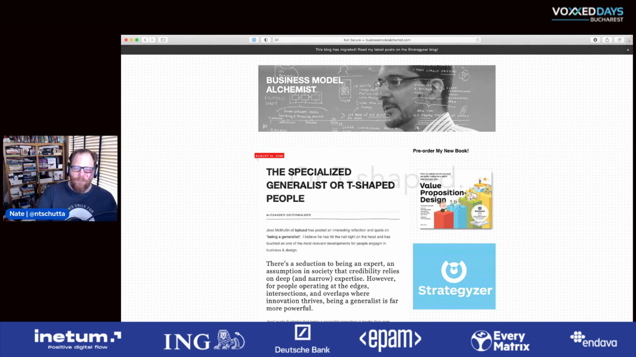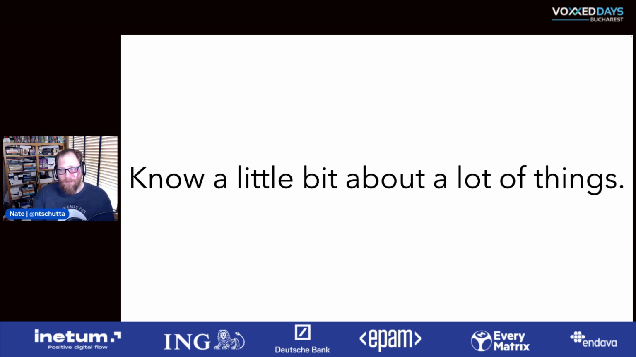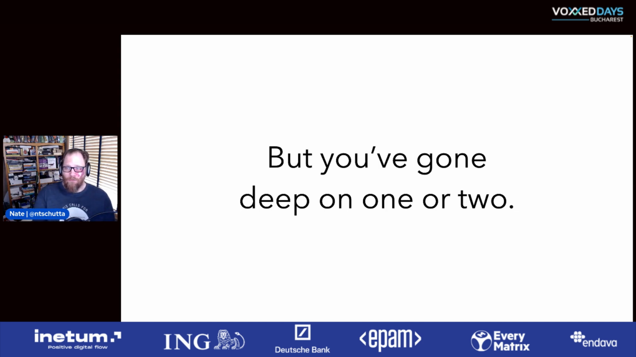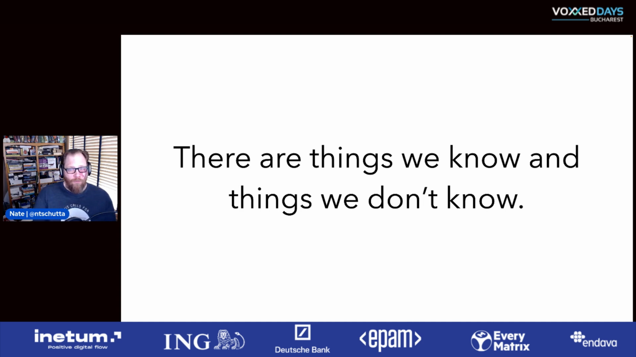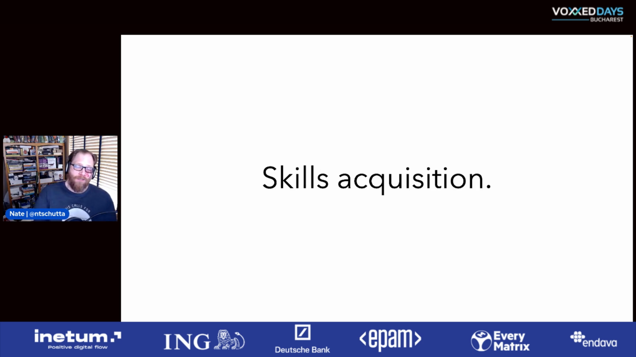Basically, we need to know a little bit about a lot of things. And as an architect, it's really important that I know a little bit about a lot of things as opposed to being an expert on one thing. So you need to know there are multiple different frameworks, multiple different kinds of databases, different cloud providers. It's perfectly natural and healthy to have gone deep on something, to know a lot about Java, know a lot about Azure, etc. But there are going to be things you don't know, and there's going to be things that you know, and that's okay.